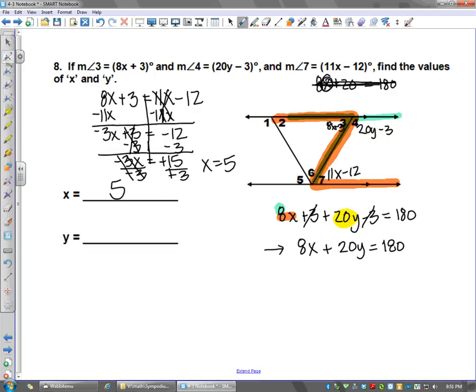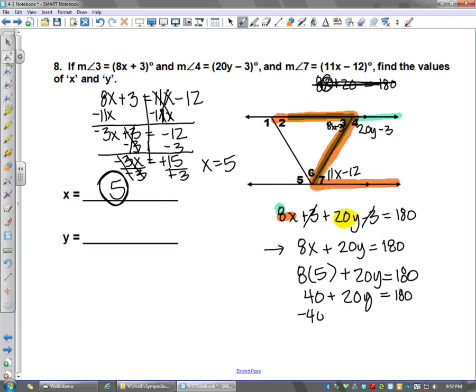Okay. Now, if I want to find y, well, remember, what do we know? We know that x is equal to 5. So I can replace x with 5 in this equation and solve it for y. So 40 plus 20y equals 180. Subtract 40 from both sides. 20y equals 140, and divide both sides by 20, and so y equals 7.